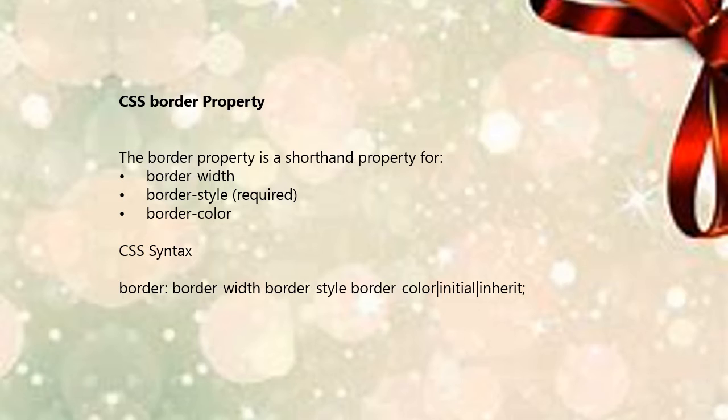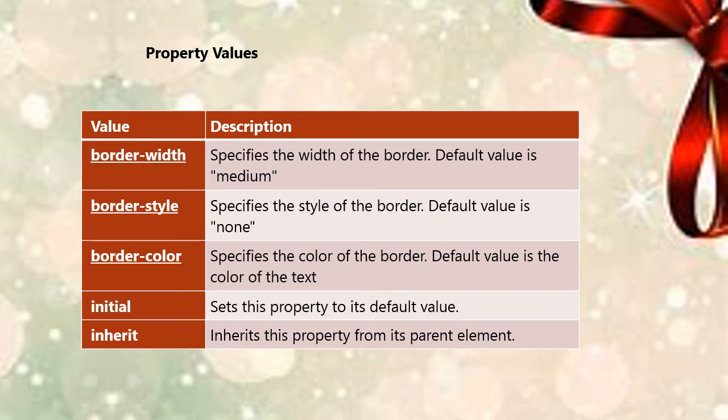Consider the CSS border property. The border property is a shorthand property for border width, border style if it is required, and border color. The CSS syntax is: border colon, border width, border style, border color, initial, inherit.